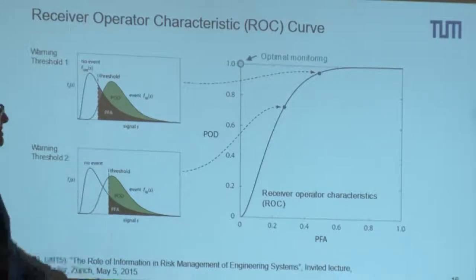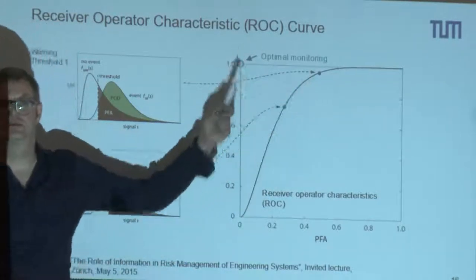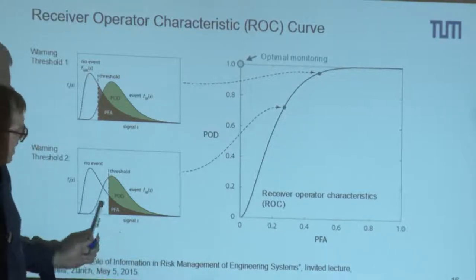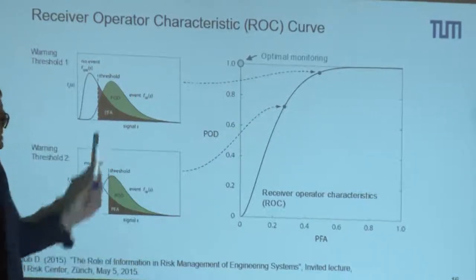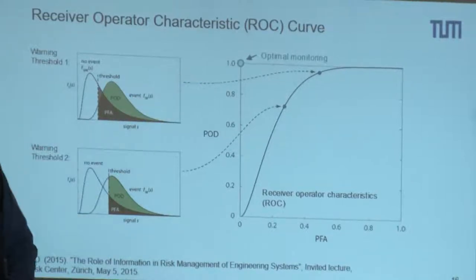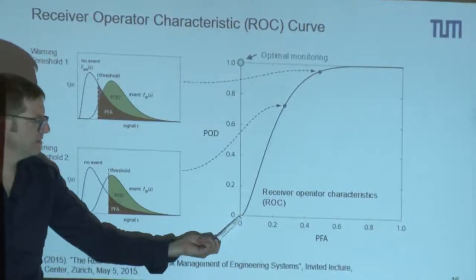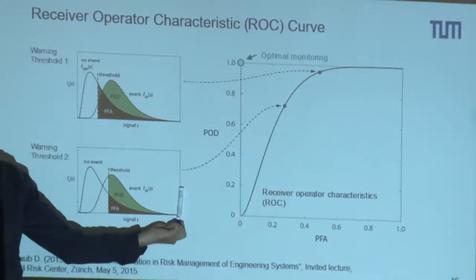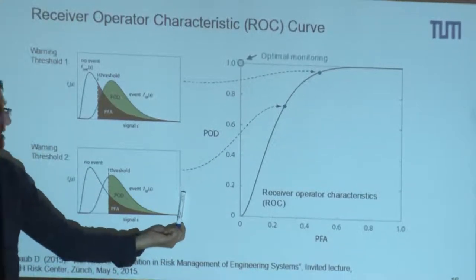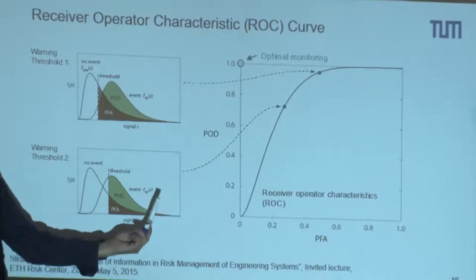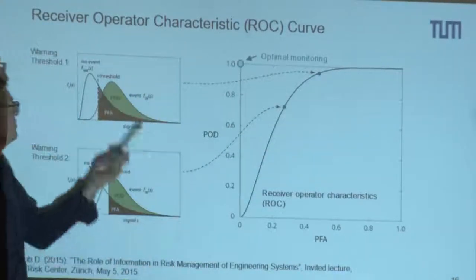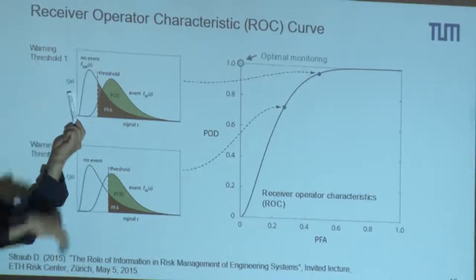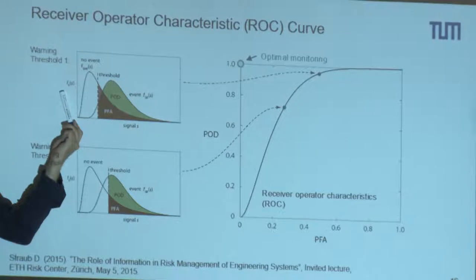And that's how we get to the receiver operator characteristic. So you see these two situations correspond to the two points shown there. This point here corresponds to having the threshold here, so nothing is interpreted as an event. And the point here will correspond to the threshold being here, where POD and PFA are both one, because we interpret everything as a defect.